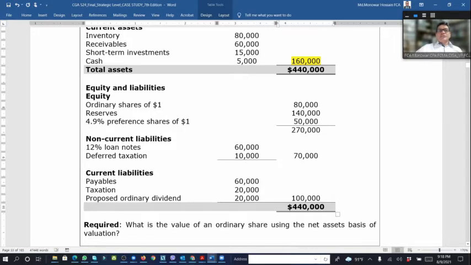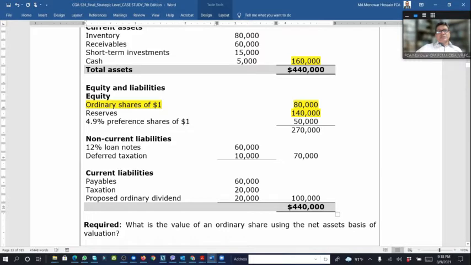So here equity and liability: ordinary share, owner's equity, ordinary share per dollar, so 80, reserve 140, preferential. So look here, this reserve is the real owner's equity holder. This 1,40,000 is the real owner, the ordinary shareholder. He is the real owner of the organization.